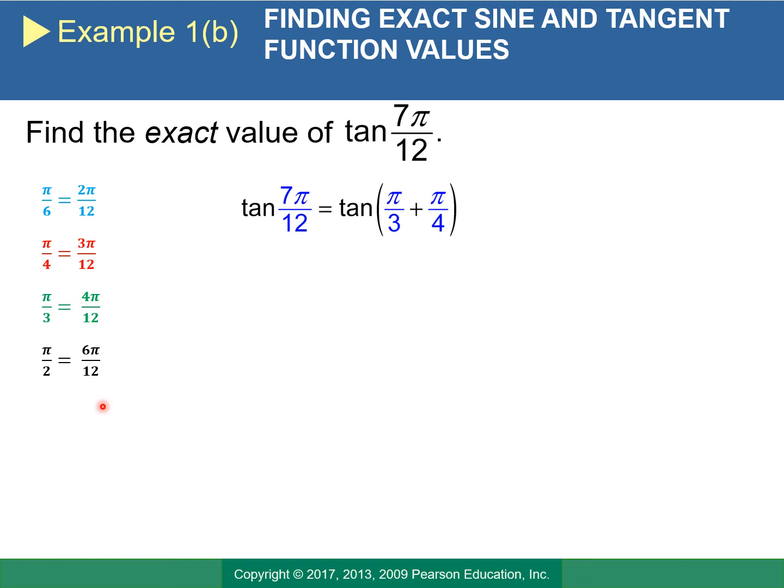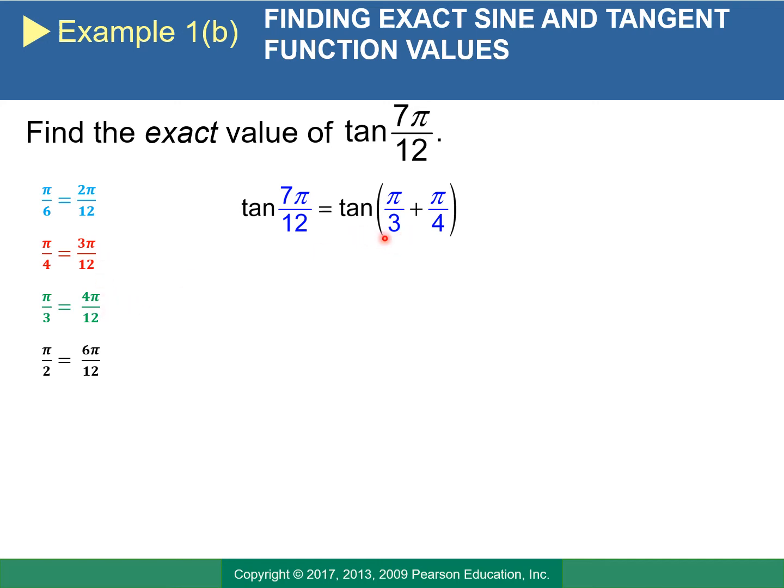Okay, hopefully you came up with adding 3 pi over 12 and 4 pi over 12, which if you go back to their simplified form is pi over 3 and pi over 4. So tangent 7 pi over 12 is exactly the same as tangent of pi over 3 plus pi over 4, because when you add those together, it is 7 pi over 12.